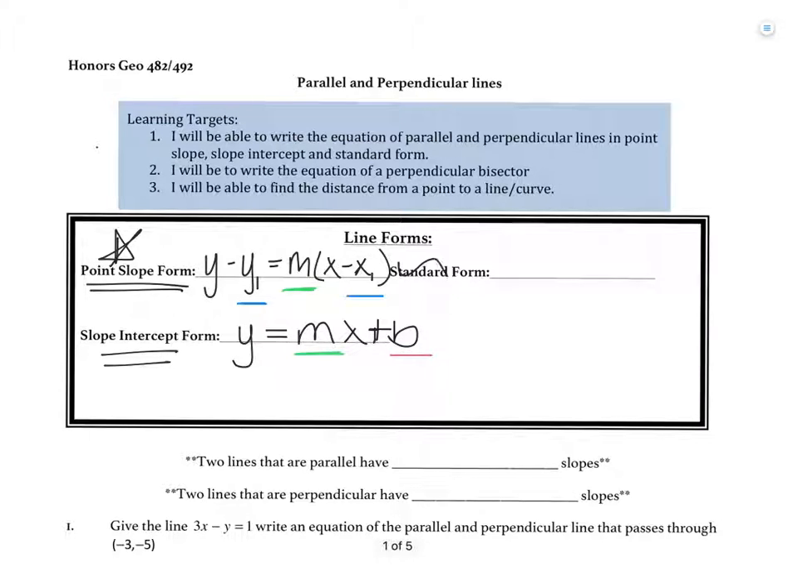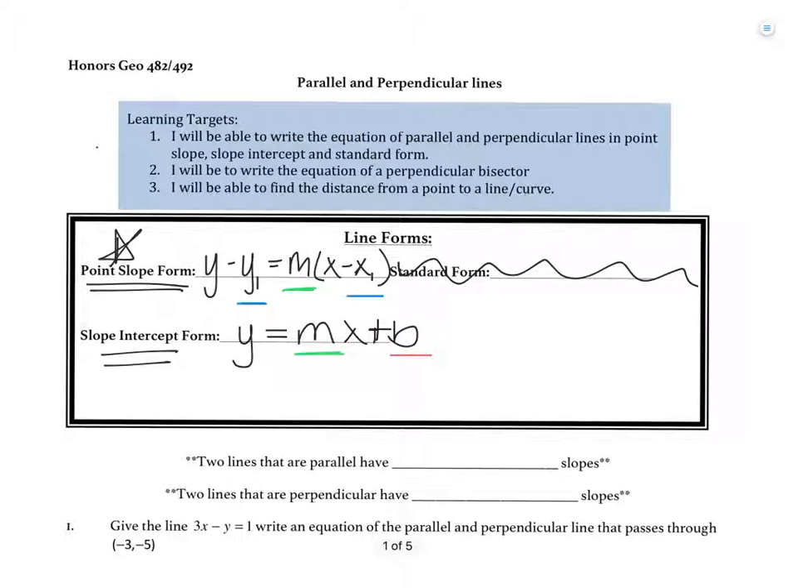We don't have to worry about standard form. We're going to do that later, if at all. So don't worry about that one today. Just focus on point-slope form and slope-intercept form. And like I said, you usually start in point-slope form and you work your way into slope-intercept form.